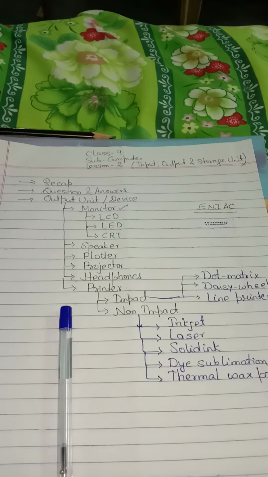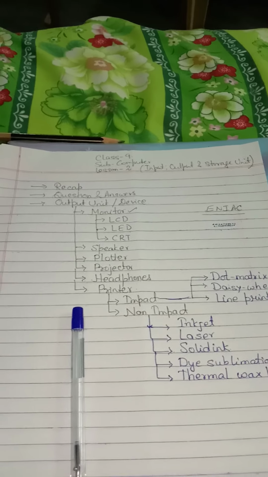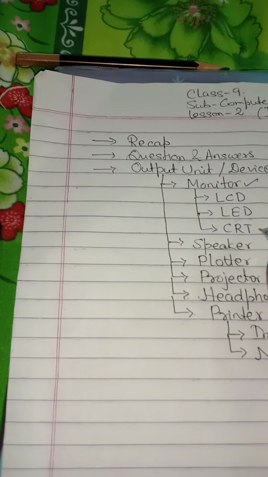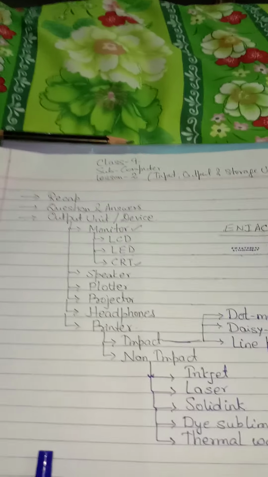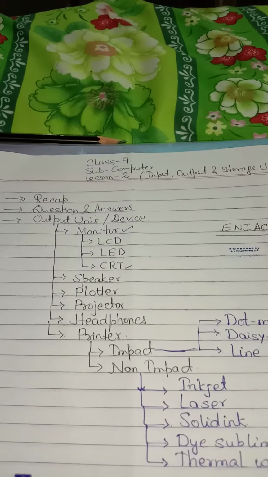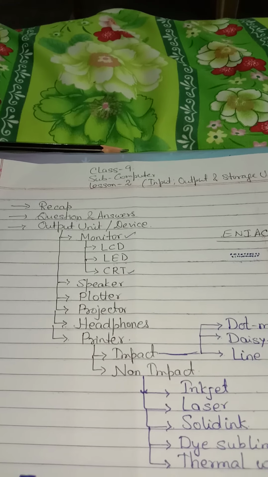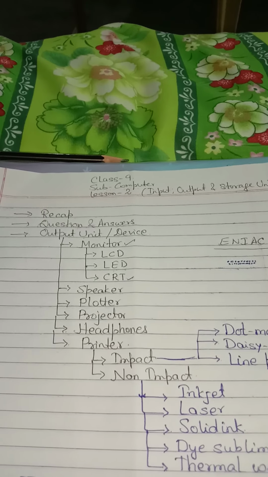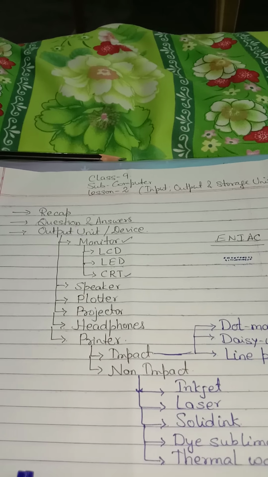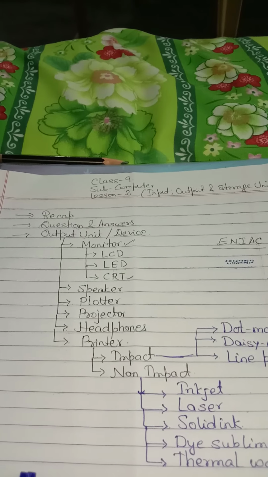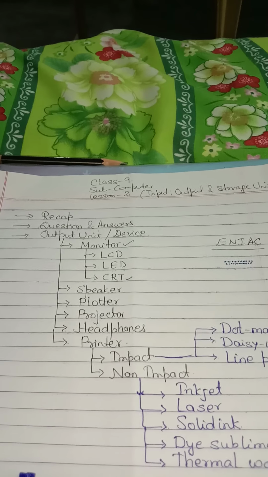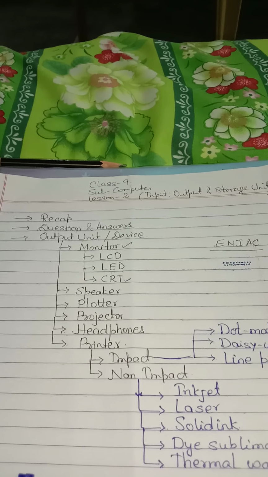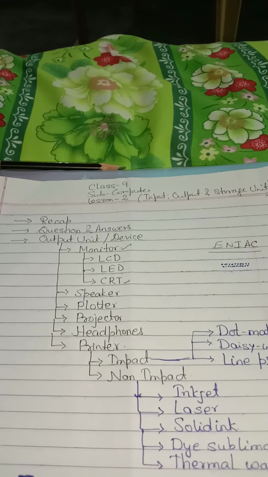The different types of monitor that we have: number 1, CRT, cathode ray tube. The full form of CRT is cathode ray tube. The technology of the cathode ray tube is the very oldest one. It has been used for many years in computers, in television sets, and in other devices. Everyone knows these types of monitors. The CRT monitor is quite big with a hemispheric screen.